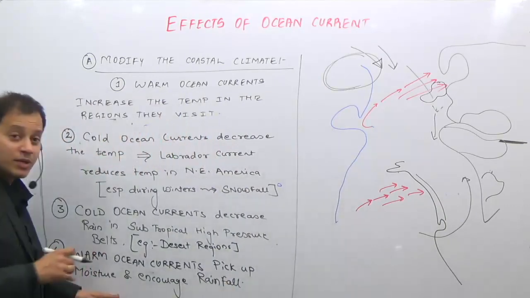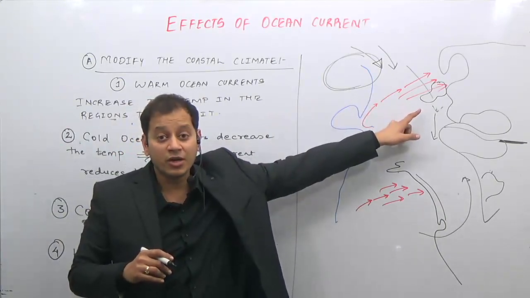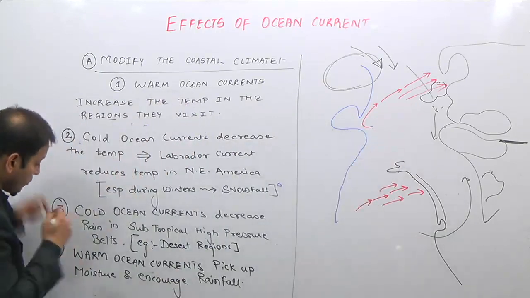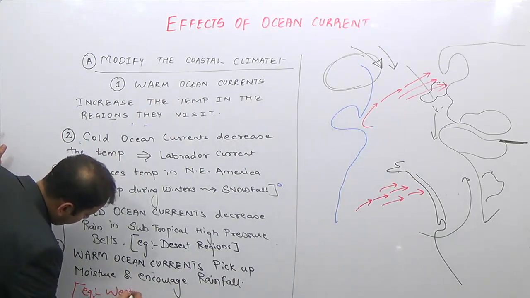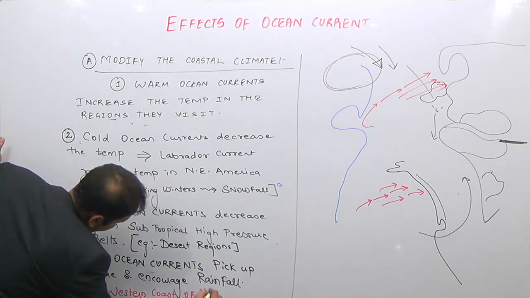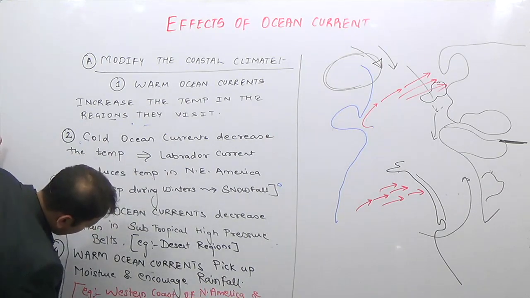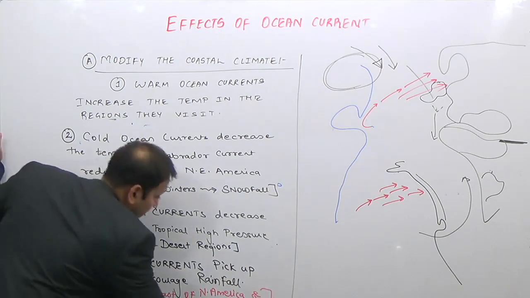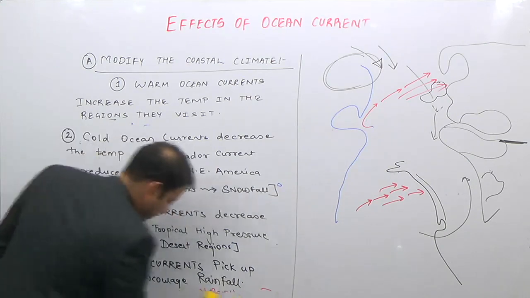So the example you can write is the western coast of North America or the western coast of Europe. These areas receive rainfall throughout the year because they come under the influence of a western current. So I will write here what I have written in this part.